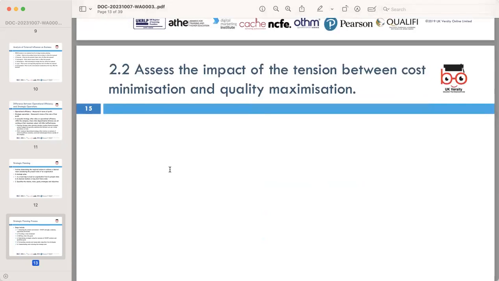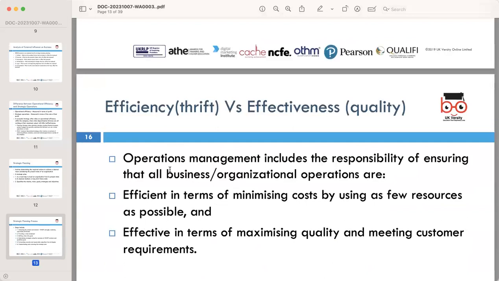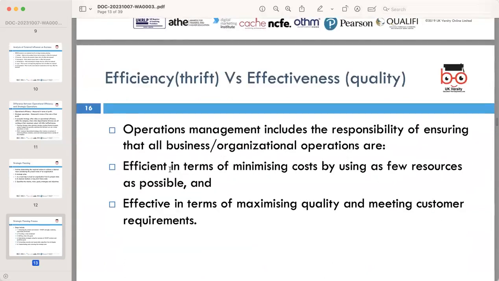Assess the impact of tension between cost minimization and quality maximization. So efficiency, thrift, effectiveness, quality. Operational management includes the responsibility of ensuring that all business organizations' operations are efficient in terms of minimizing cost by using as few resources as possible, and effective in terms of quality and meeting customer requirements.